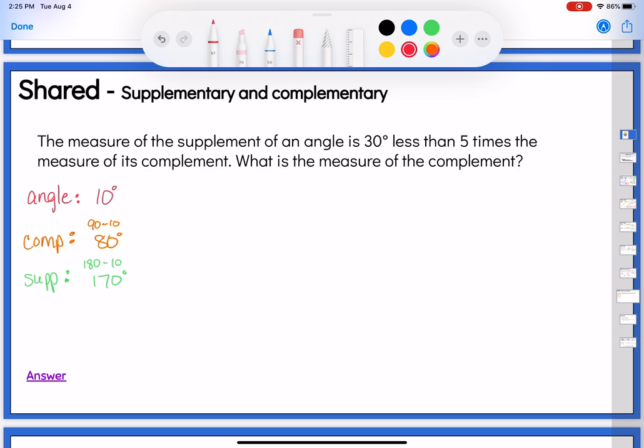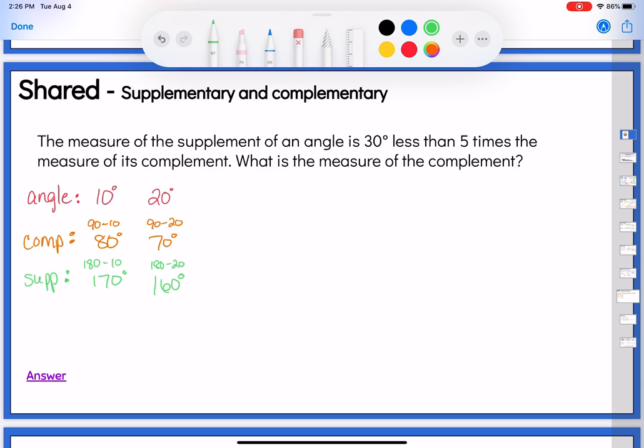Okay. Well, what if my angle was 20 degrees? Well, then the complement would be 90 minus 20, which is 70 degrees. And then the supplement would be 180 minus 20, which is 160 degrees. Okay, so we're seeing the pattern.